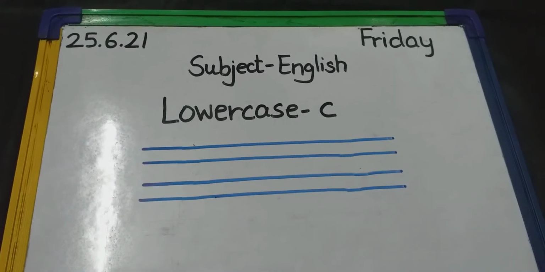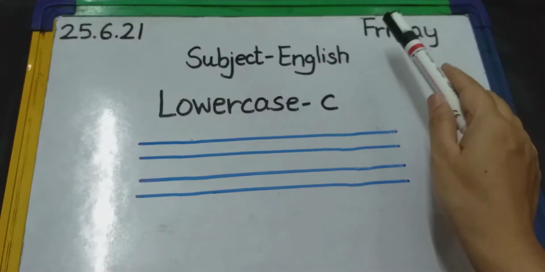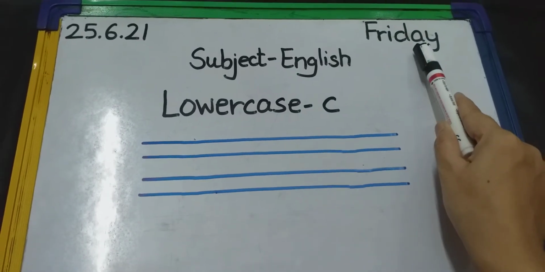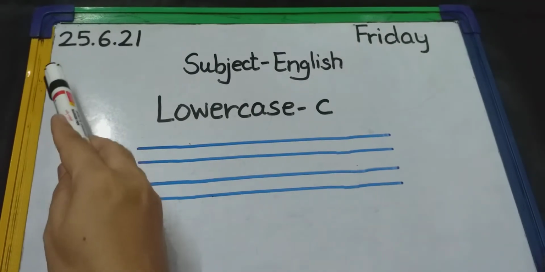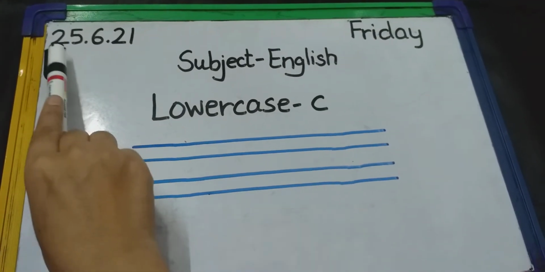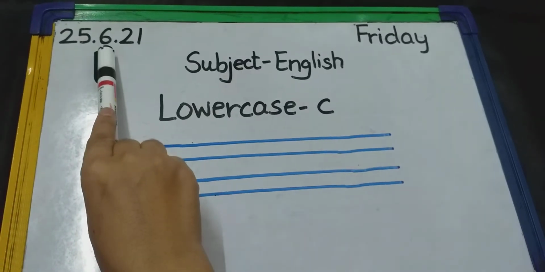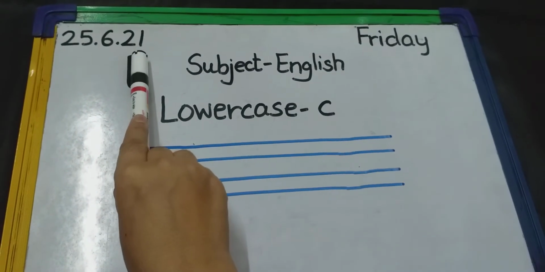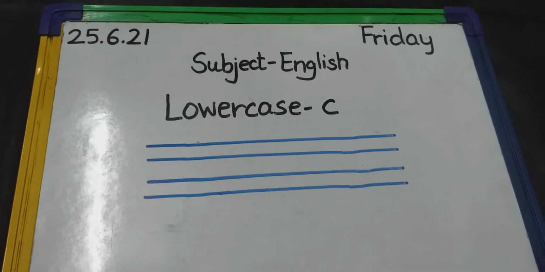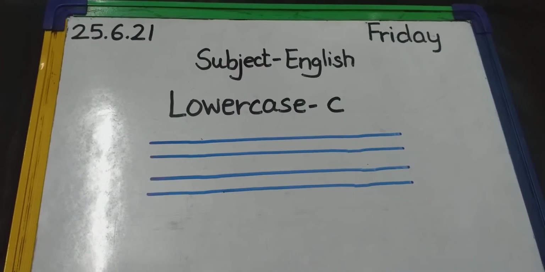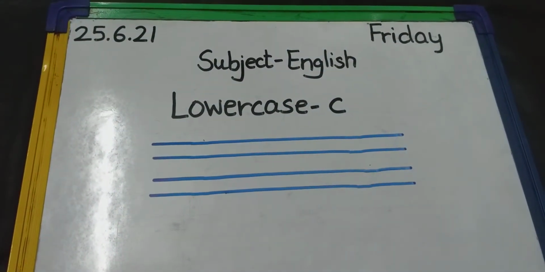So, first of all, tell me what is the day today? Today is Friday. And what is the date today? Today is 25 June 2021. Okay, children?